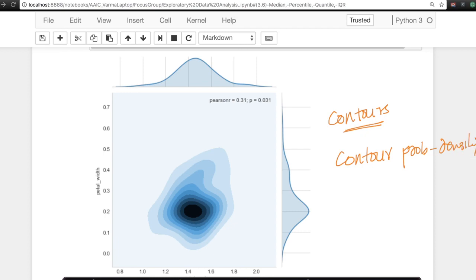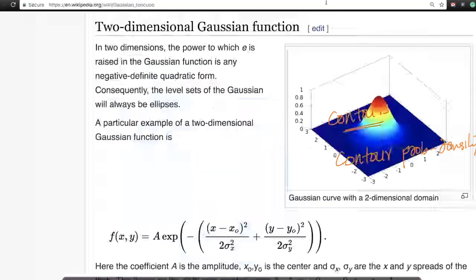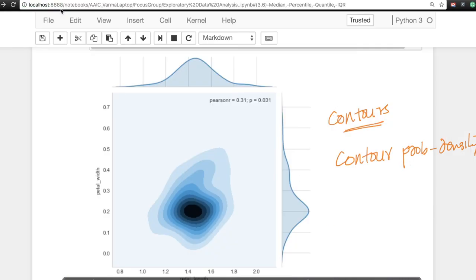If you are actually doing a 2D density plot, you would need a 3D surface, right? This is your petal length, this is your sepal length, and the height corresponds to the probability of finding those points. But imagine pre-computers, people still plotted things like this by hand.